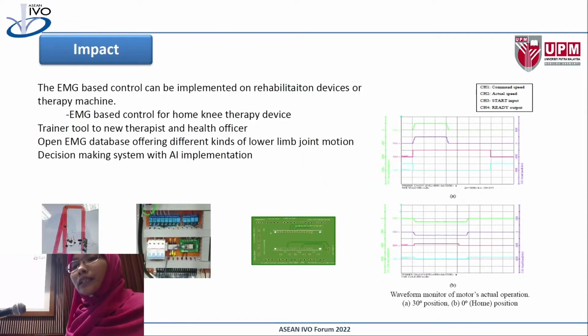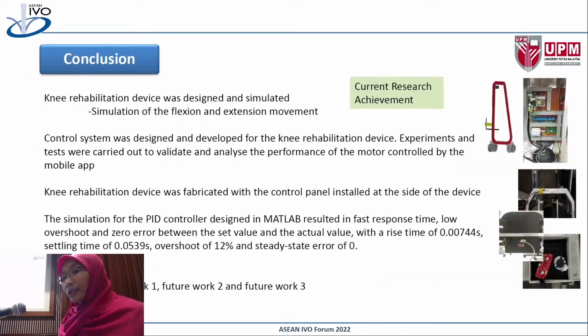And then the impact: the EMG-based control can be implemented on rehabilitation devices or therapy machines, and as a trainer tool for new therapists and health officers. An open EMG database offering different kinds of lower limb joint motion, which covers the ankle and also the knee. And a decision-making system with AI implementations.